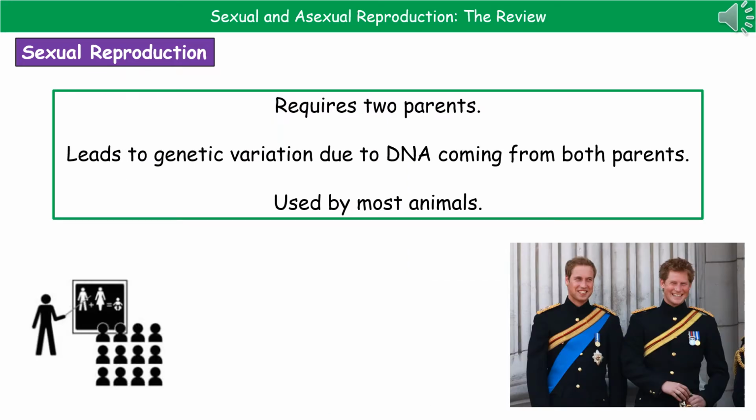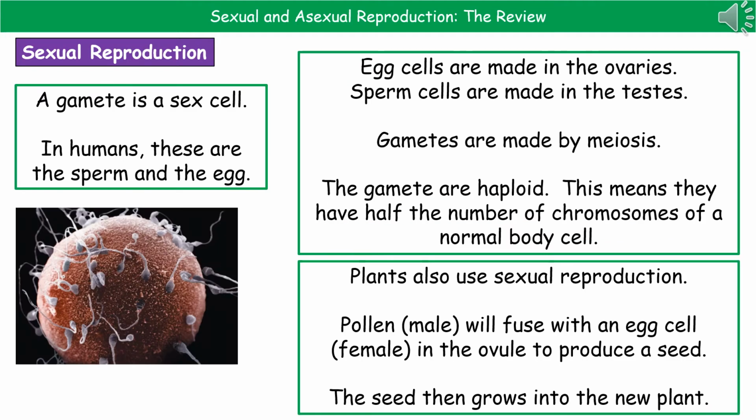Second type of reproduction is sexual reproduction, which requires two parents. And this one will lead to genetic variation as DNA comes from both parents, so we're getting a mixing of genes. And this is the type of reproduction used by most animals. When we're thinking about sexual reproduction, if we talk about a gamete, that's a sex cell, so the sperm and the egg.